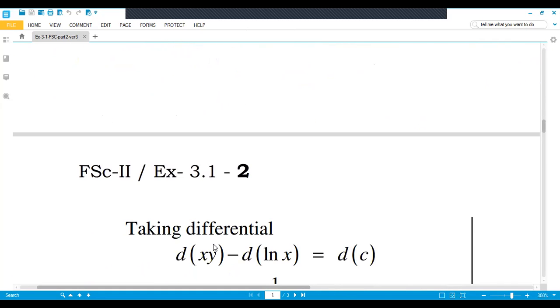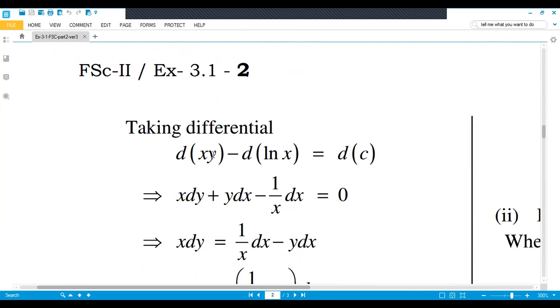c is considered as a constant. So taking differential on both sides, this is given in the form of a product, so you use the product rule. The first term as it is, differential of the second term dy, second term as it is, y as it is, differential of the first term dx. And the derivative of natural log of x, you already know that it is 1 over x dx, and the derivative of a constant is 0, so the differential is also 0.